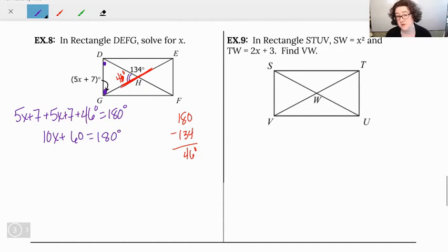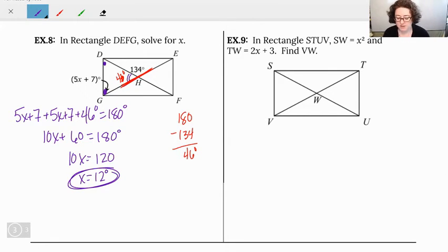This is shaping up to be a very straightforward problem now. Subtract 60 from both sides. We'll have 10x equals 120, and then divide both sides by 10, and we get 12. Does that answer the question? Yep, it said solve for x, so we are done.